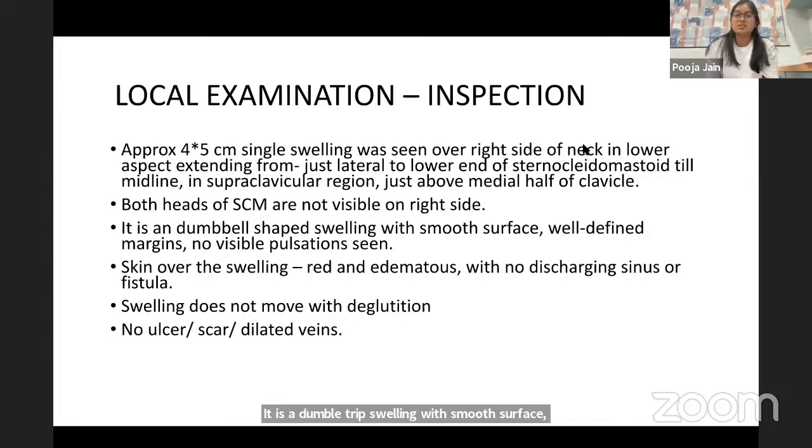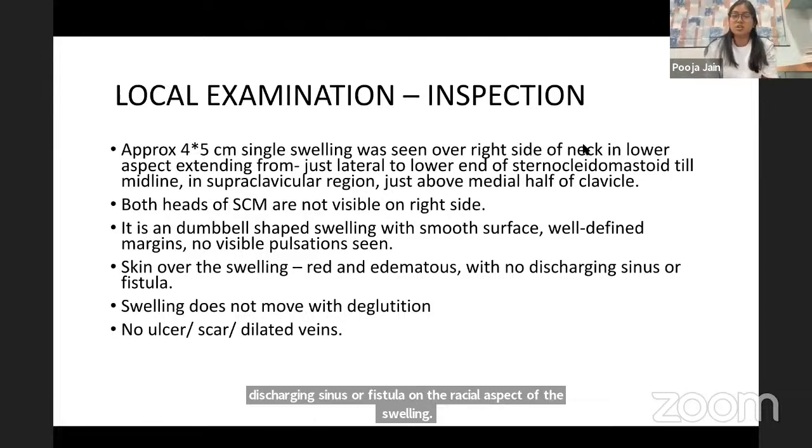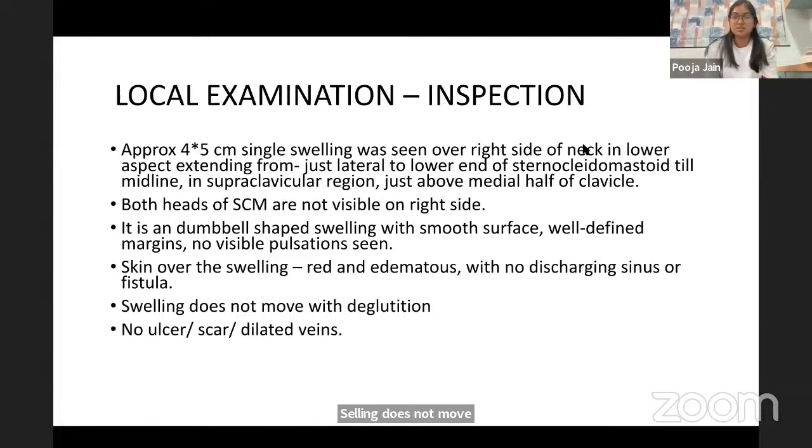Skin over the swelling is red and edematous, with no discharging sinus or fistula on the lateral aspect of the swelling. The swelling does not move with deglutition. No ulcers, scars, or dilated veins are seen.